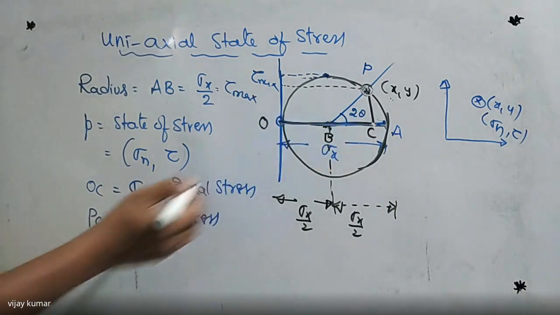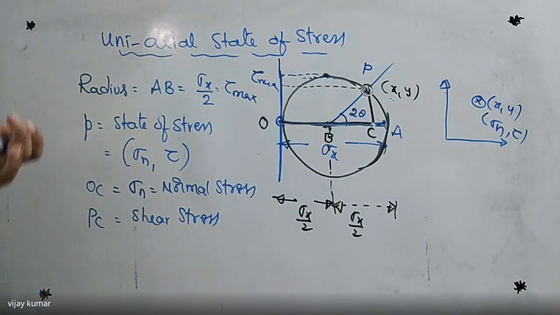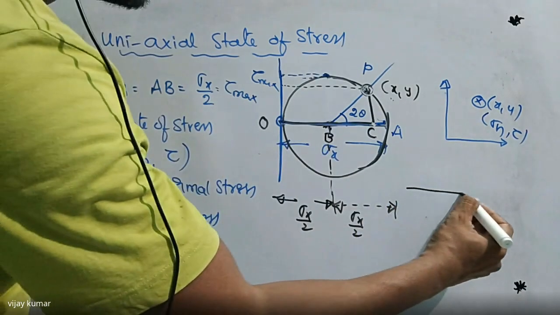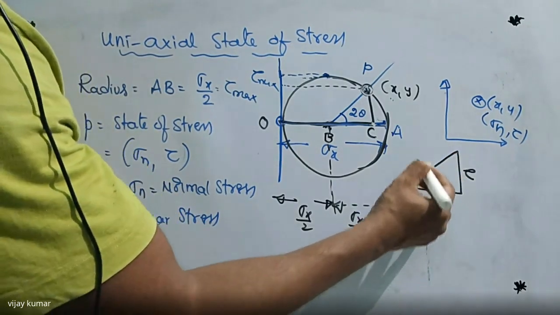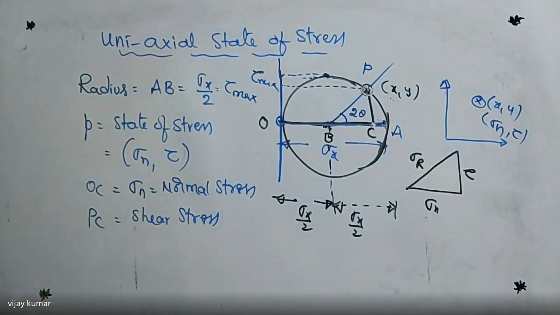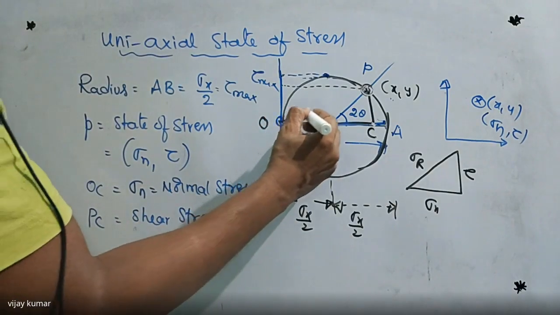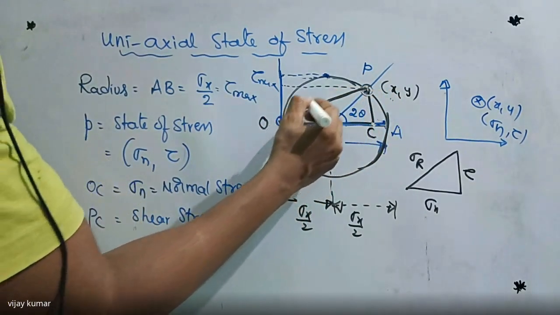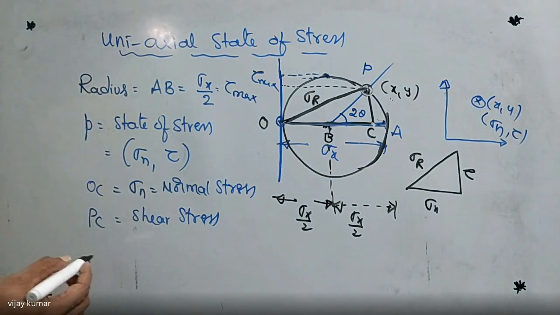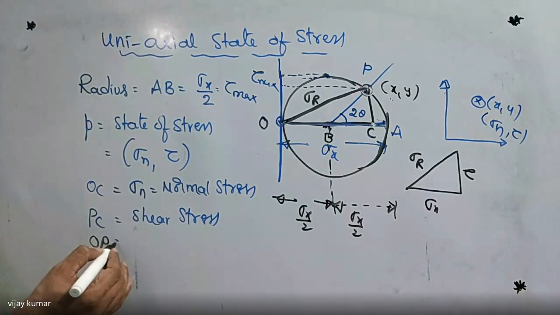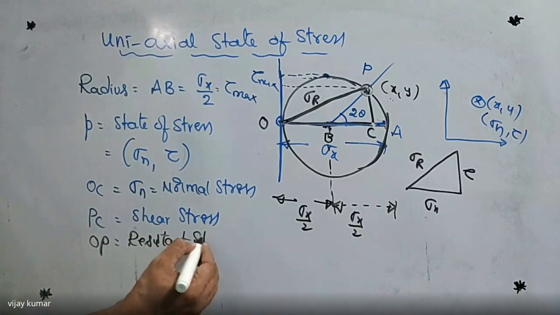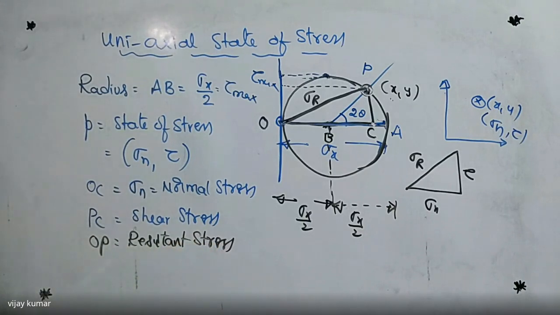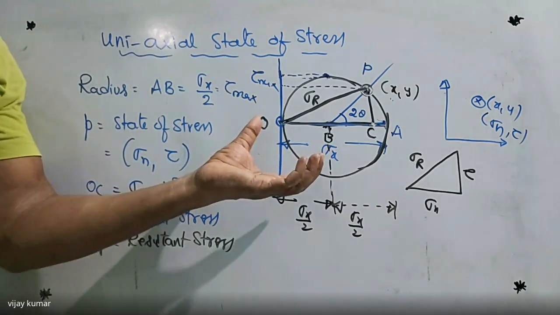So if you join these 2 points, here is normal stress, here is shear stress. This is tau and this is normal. If you join these two, we can get the resultant, or not? So I'm going to join these 2 points now, like this. So this is nothing but sigma. I'm writing here OP. OP is resultant stress. So this is the way of drawing the Mohr circle diagram for the uniaxial state of stress.